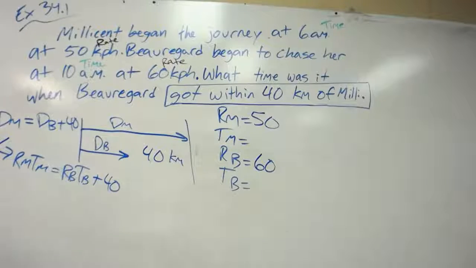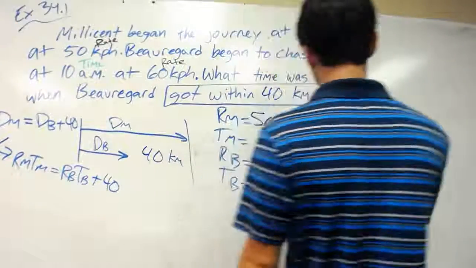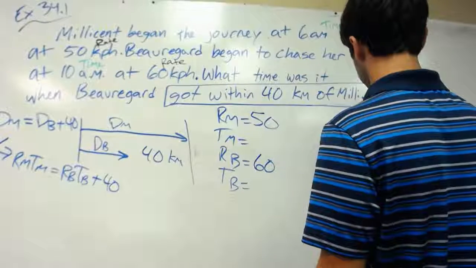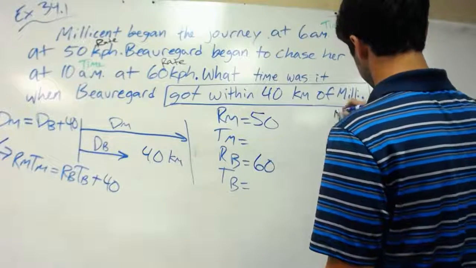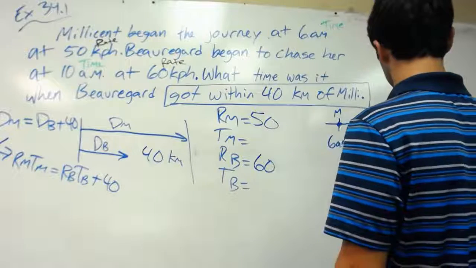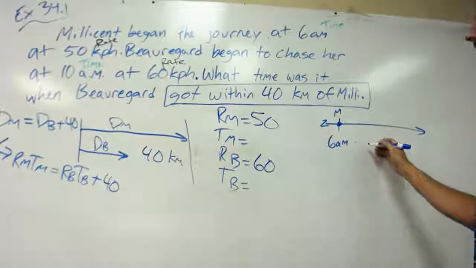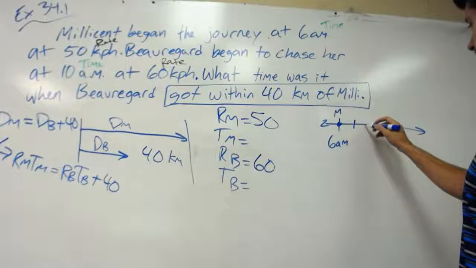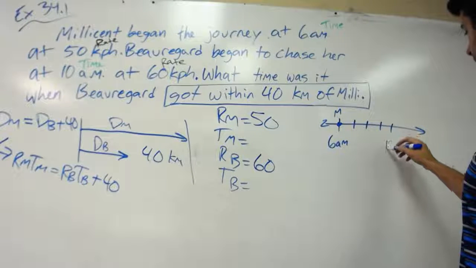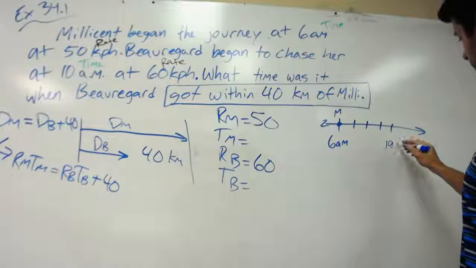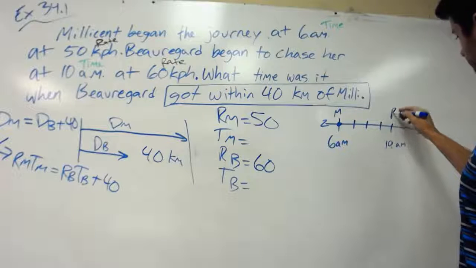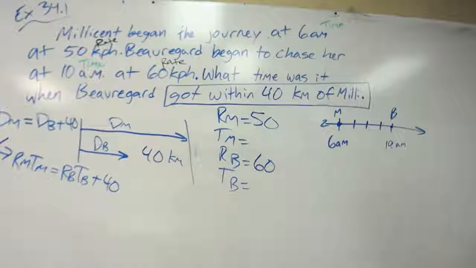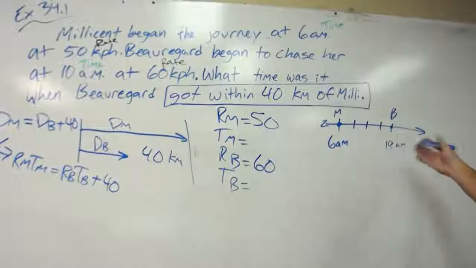Now let's look at our times. It gives us Millicent is at 6 a.m. This is Millicent. Then Beauregard is at 10 a.m. 7, 8, 9, 10. Okay. We want to know what time it was when Beauregard got within 40 kilometers. So what time was it?